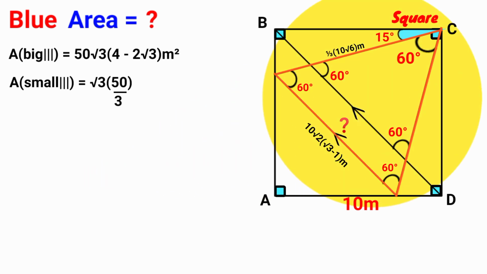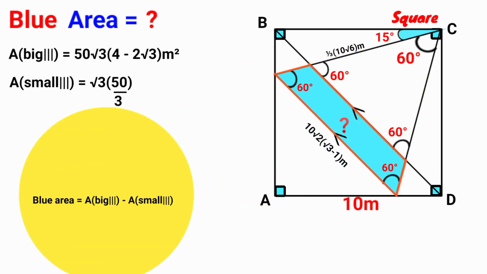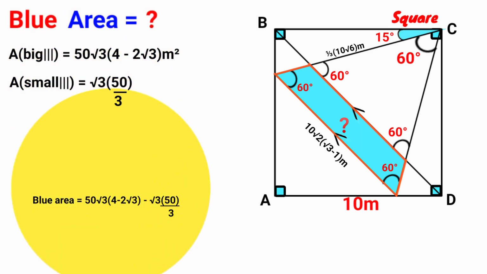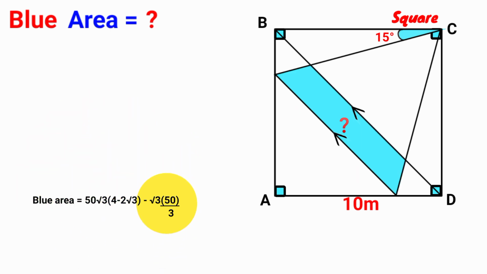From this triangle, if we subtract the area of this small equilateral triangle, we'll be left with the area of this trapezium, which is the blue area we are asked to calculate. So blue area equal to area of big triangle minus area of small triangle. We have their values here, so we substitute them into this equation. Now blue area equal to 50 root 3 into 4 minus 2 root 3 minus root 3 open bracket 50 over 3. Root 3 into bracket 50 over 3 is 50 root 3 over 3.